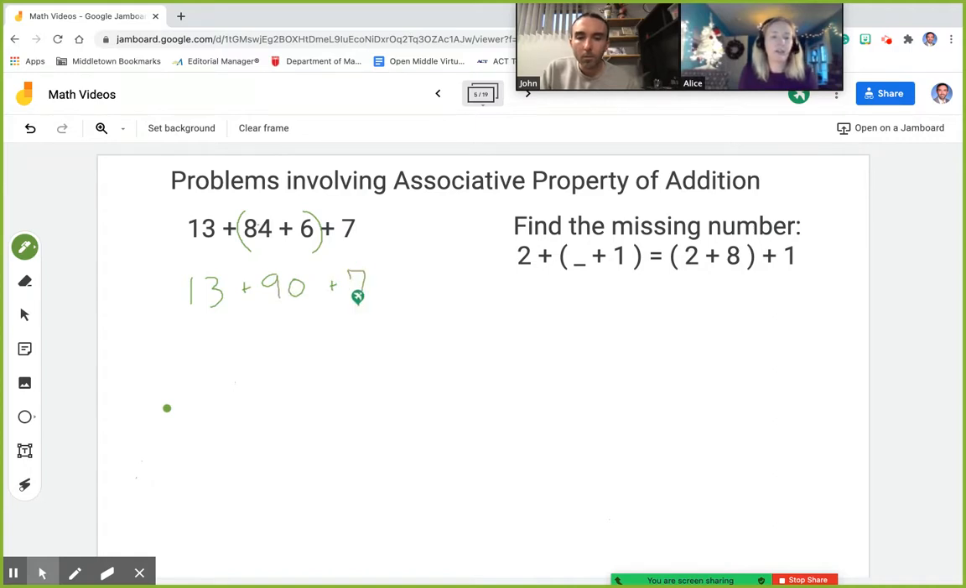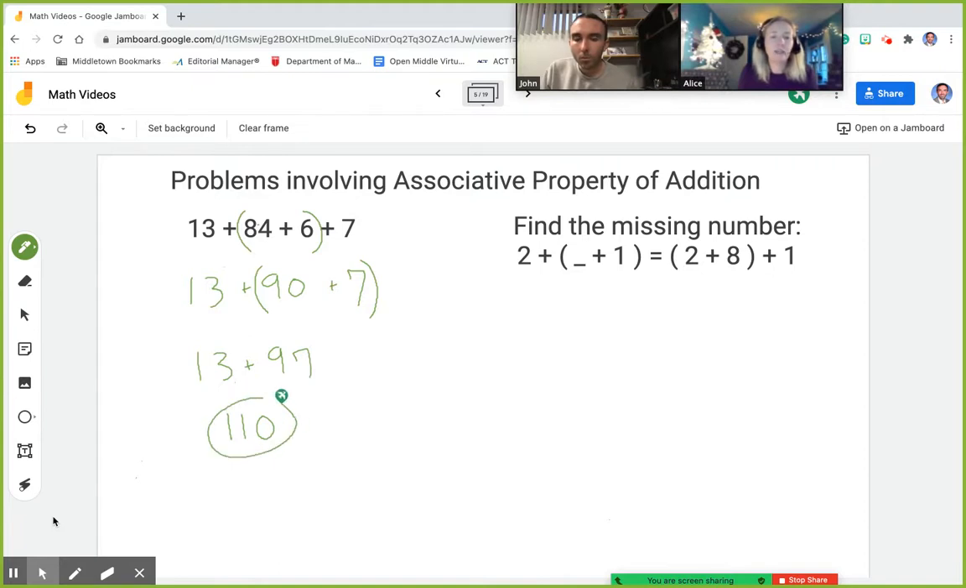And now, again, it's really your choice how you want to group things. I'm going to decide to group the 90 and the 7 together. I could have decided to group the 13 and the 90 together. So it's going to give me 97. And now I'm just adding those up. So 97 plus 13 is going to give me 110. And I did that all in my head.